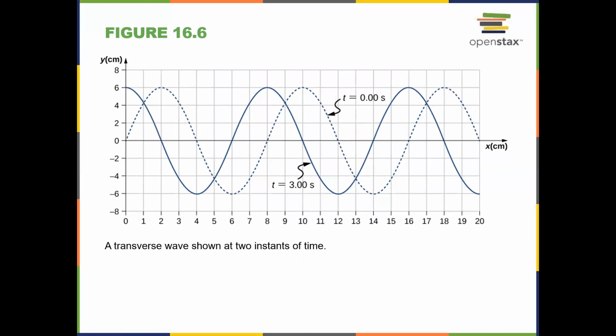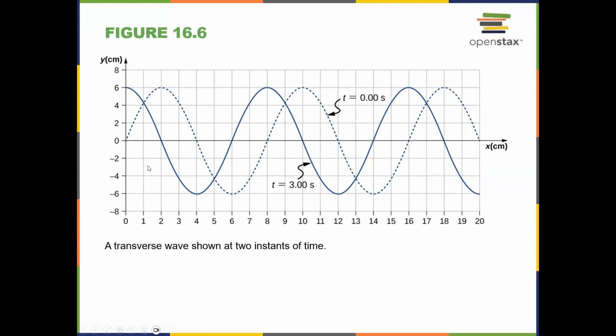Most of us are used to looking at transverse waves, like ripples on ponds and things like that. Don't forget, ocean waves are actually a combination of transverse and longitudinal, so we won't talk about that right now.